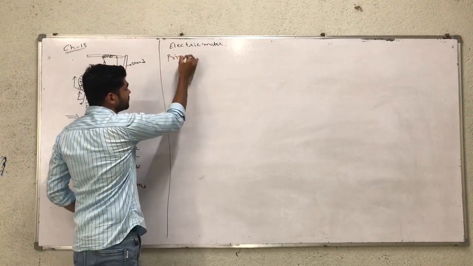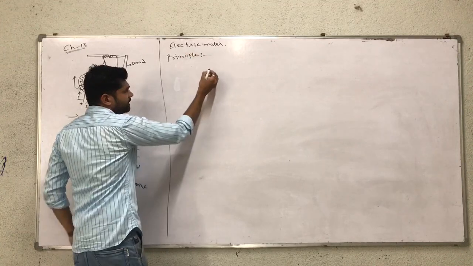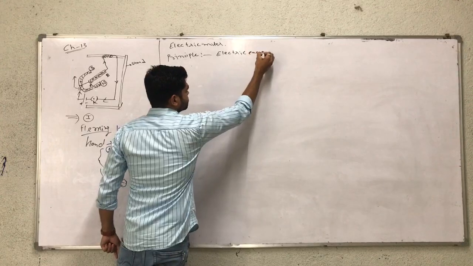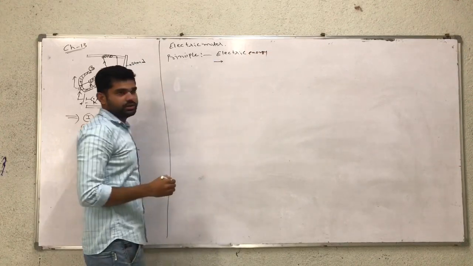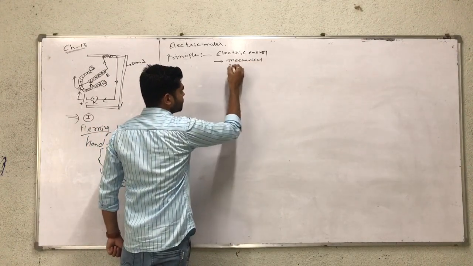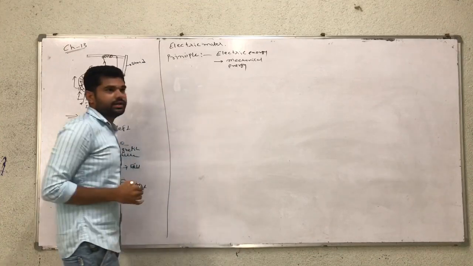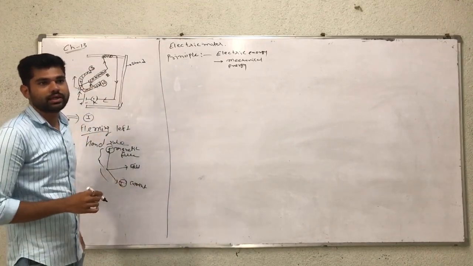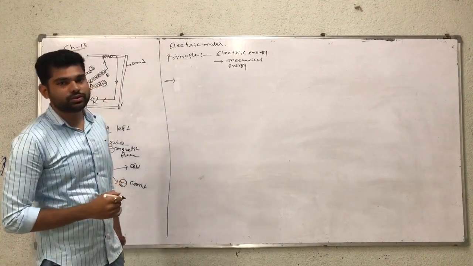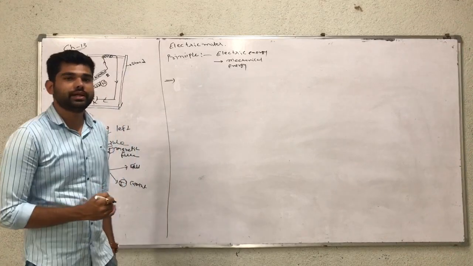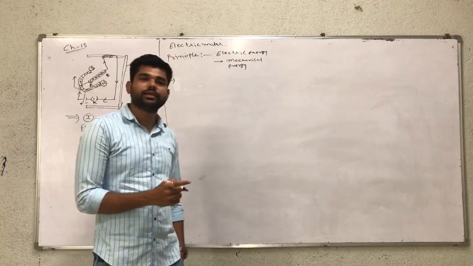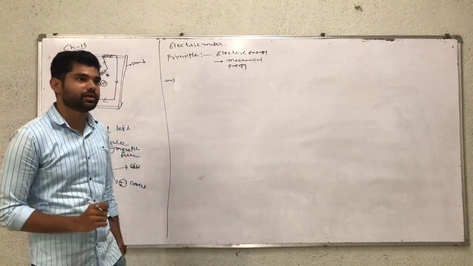Principle: electric energy into mechanical energy. Electric energy is converted into mechanical energy, and the coil rotates by the force of the magnetic force. So it works on this principle, the rotation of the coil on the basis of magnetic force applied on a circuit.